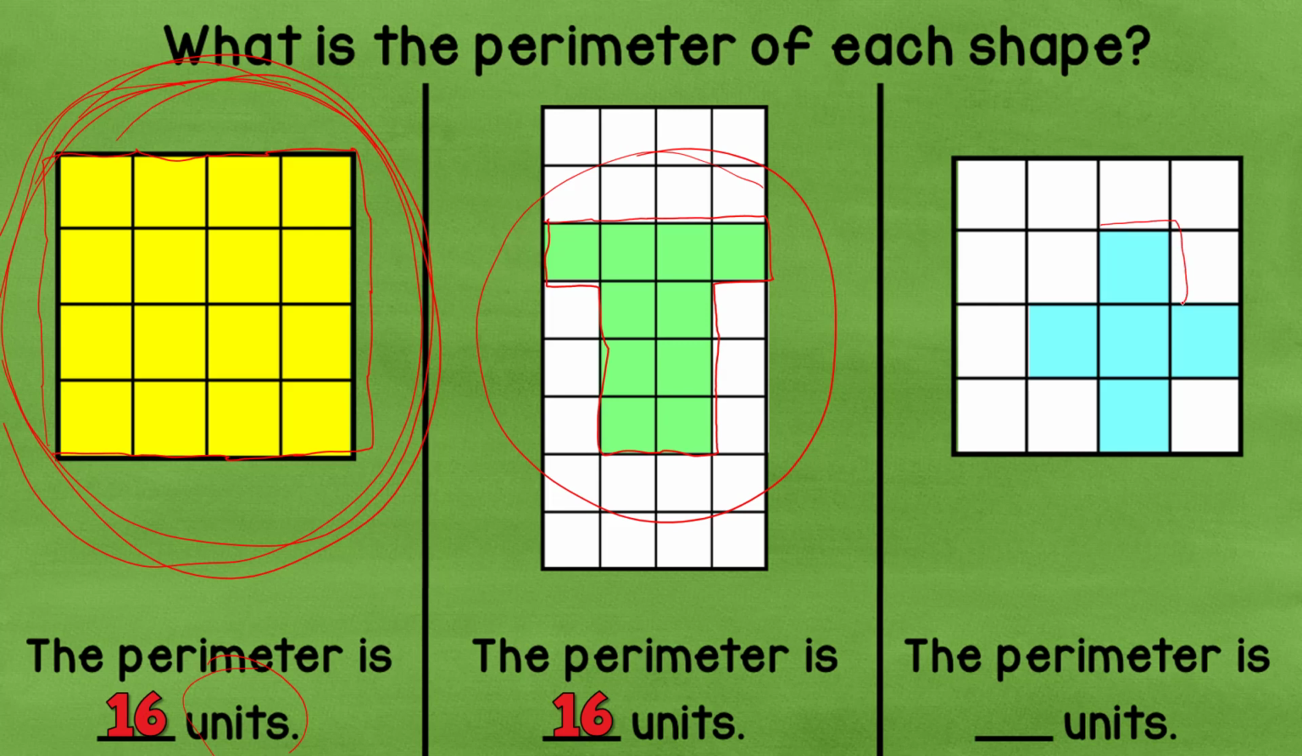Let's find the perimeter of this blue plus sign. 1, 2, 3, 4, 5, 6, 7, 8, 9, 10, 11, 12. The perimeter around the outside of this plus sign is 12 units.